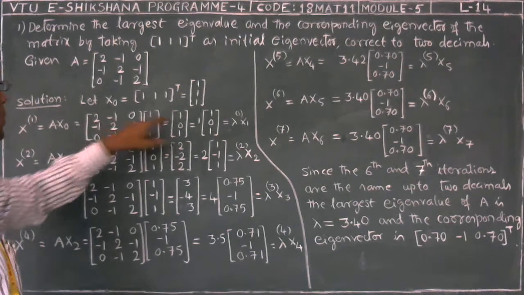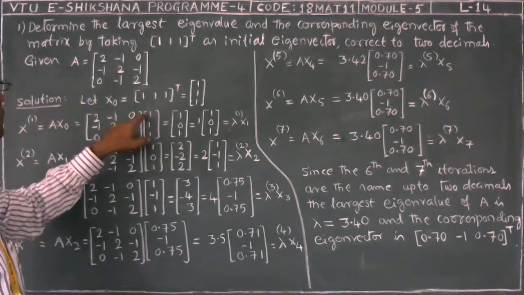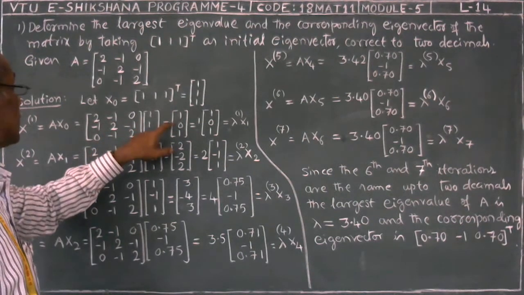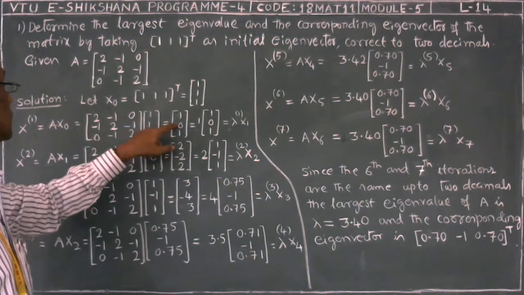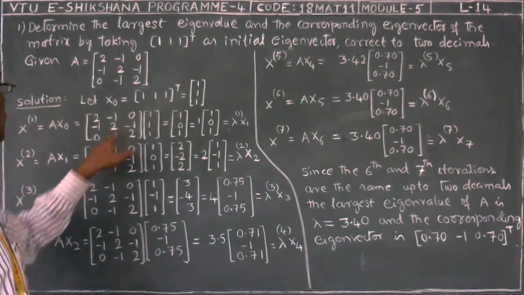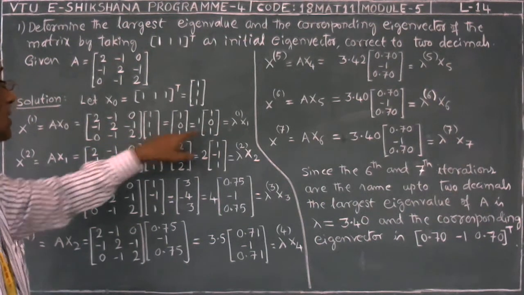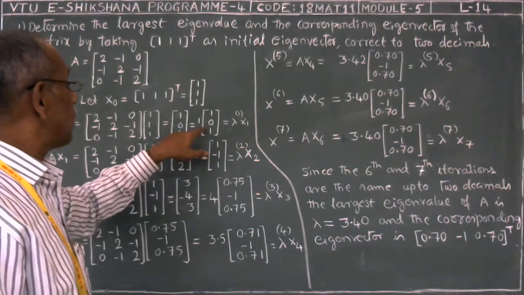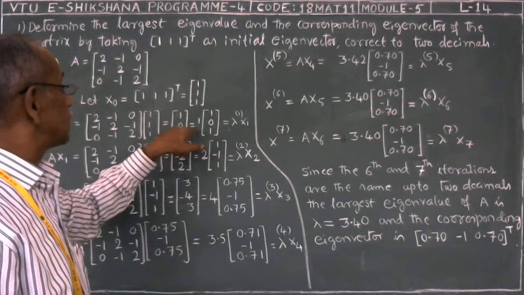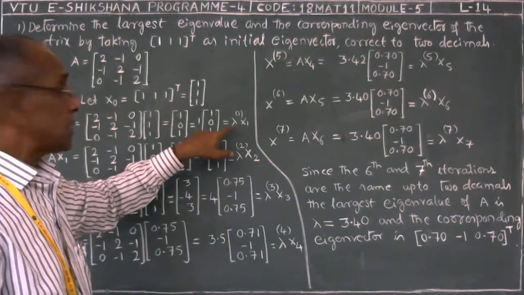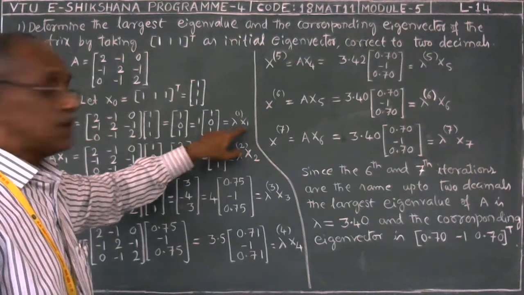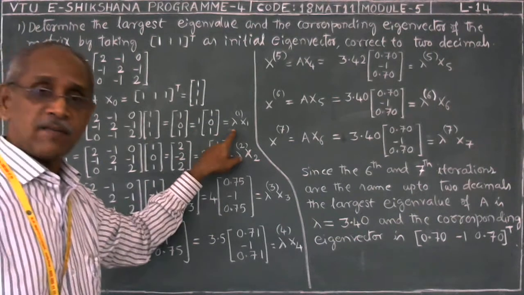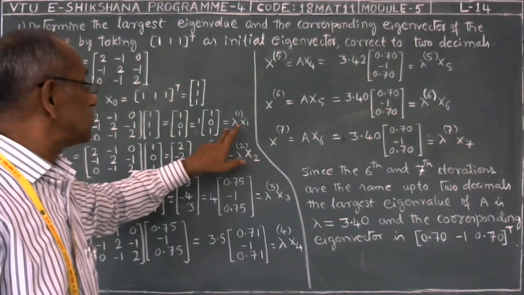2 minus 1, that is 1. Similarly, minus 1 plus 2 minus 1, so 0. Then minus 1 plus 2, that is plus 1, so I get 1, 0, 1. So 1 being the largest, we can write it as 1 into, taking 1 outside, 1 into 1, 0, 1. So let me call this lambda 1, x1, where lambda 1 is the first approximation to the dominant eigenvalue, and x1 is the first approximation to the corresponding eigenvector.